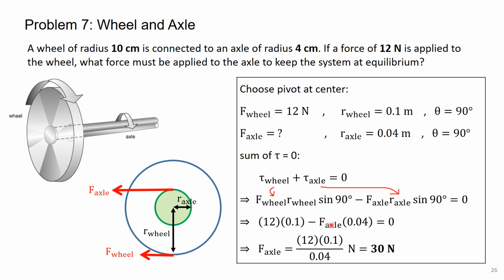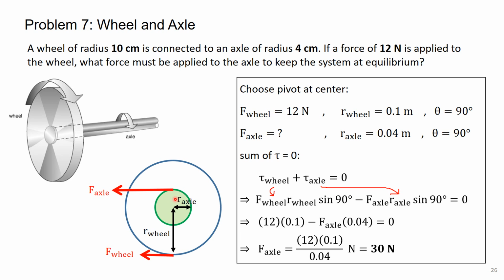Alright, so plug in the numbers, do the calculation, you will see the only unknown is the force of the axle. And when you solve for it, you get 30 newtons. So as expected, you have to apply a bigger force on the axle to counter the torque from the force of the wheel, okay? So the force of the wheel acts over a bigger distance, a bigger radius. So to counter the torque produced, you have to apply a bigger force on the small radius, okay?